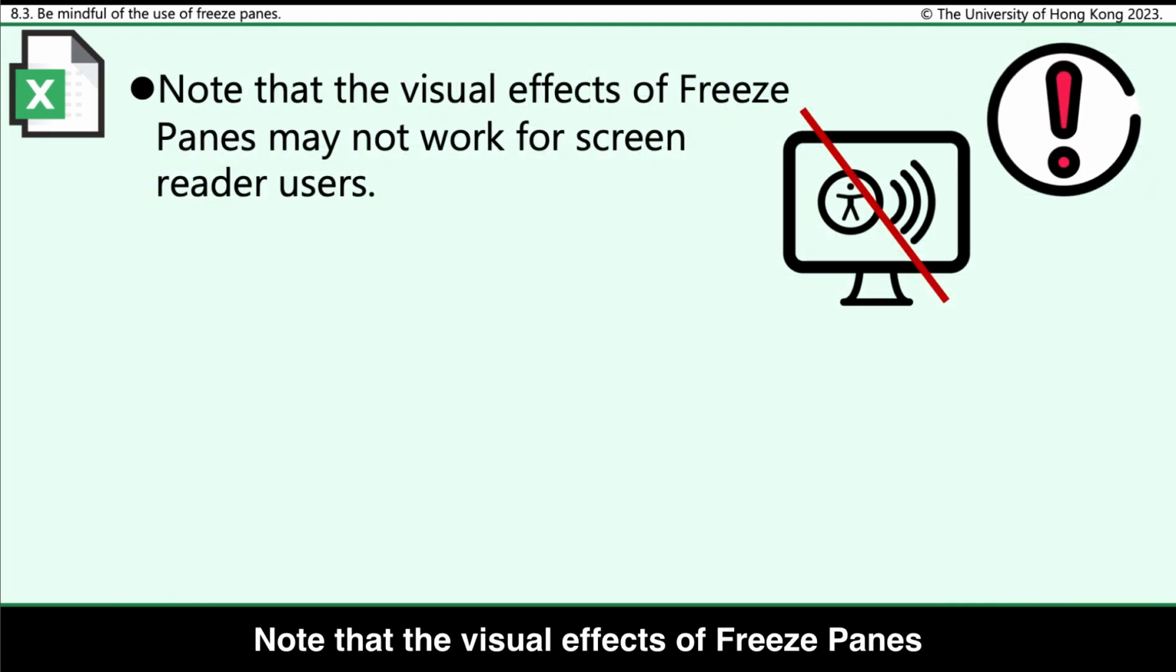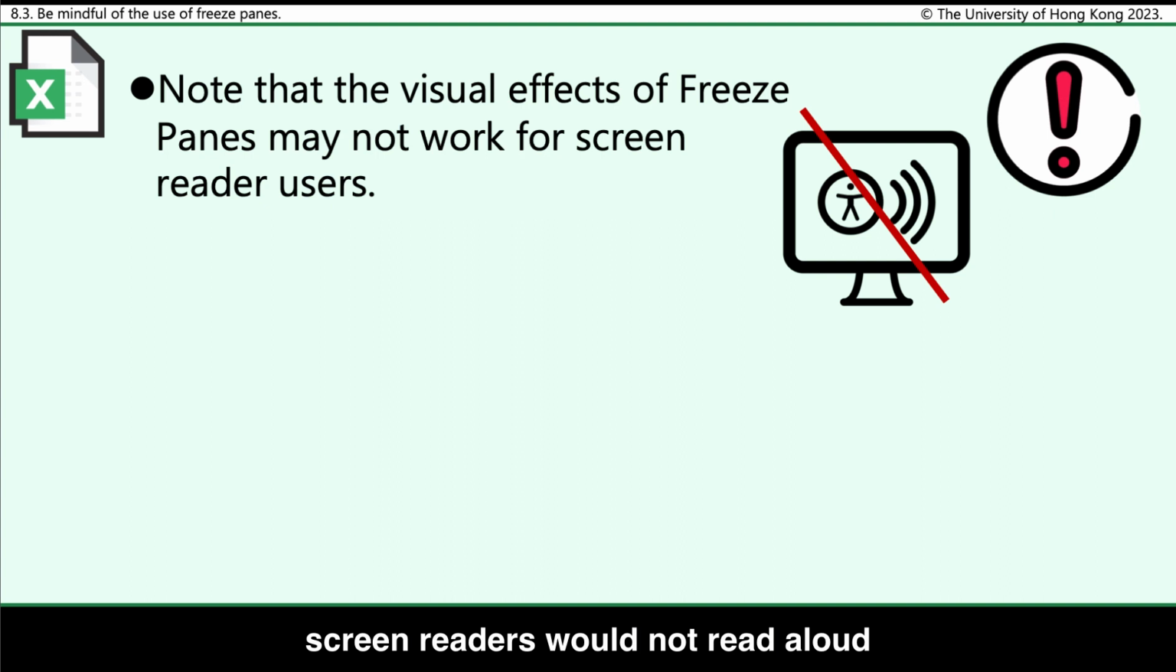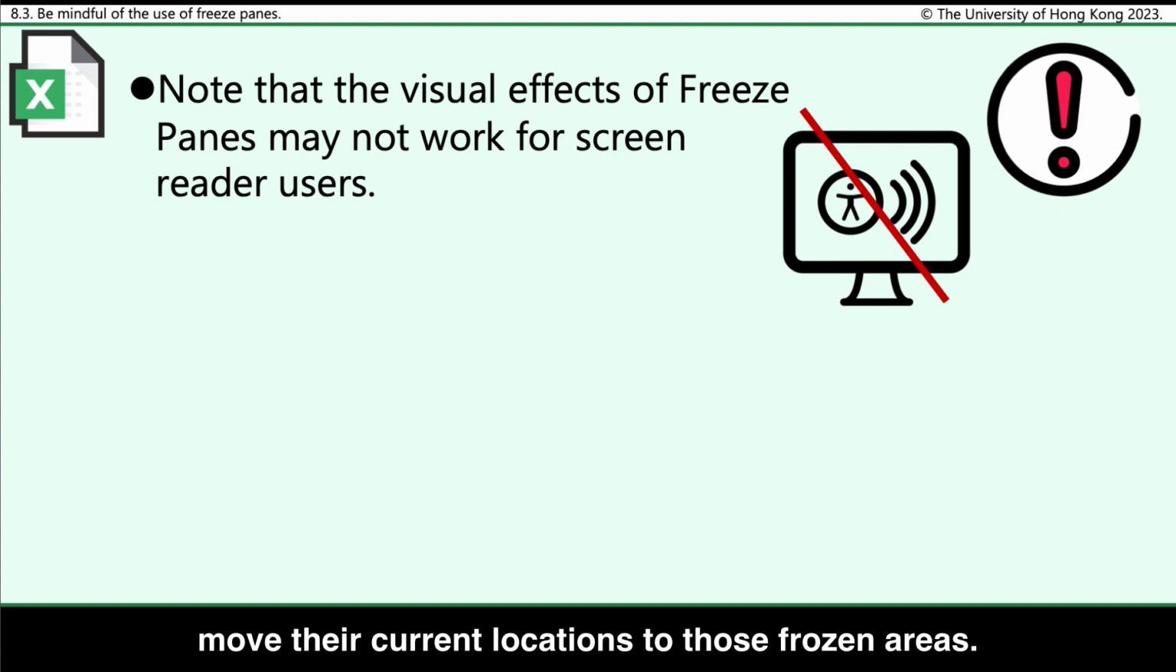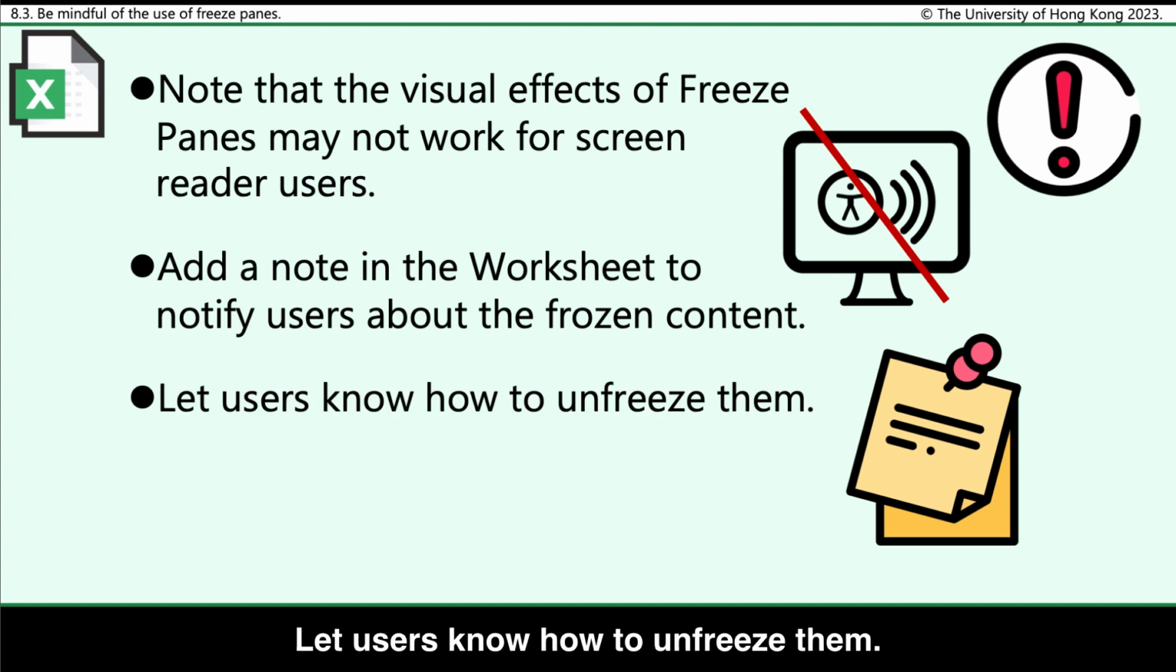Note that the visual effects of freeze panes may not work for screen reader users. Even if you applied freezing on certain rows or columns, screen readers would not read aloud these frozen areas every time unless the users move their current locations to those frozen areas. If you applied any frozen column, row, or pane, consider adding a note in the worksheet to notify users about the frozen content. Let users know how to unfreeze them.